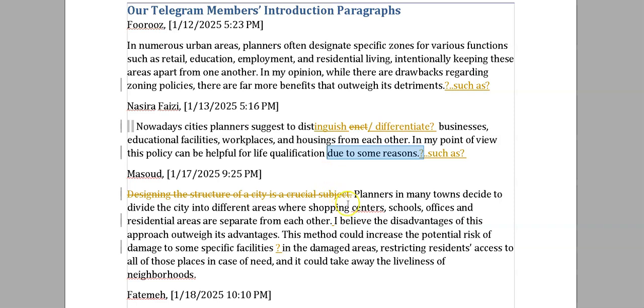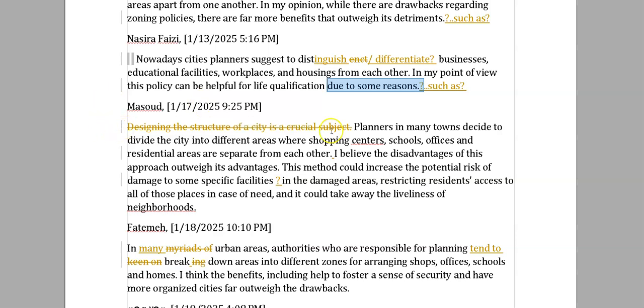Now, and we don't really need this. Designing the structure of a city is a crucial subject. A subject? Well, it could be crucial, it could be important, but get to the point. It's planners. Why do they do this? Okay, so answer the question. Okay, but increase the risk of damage to some specific facilities. In the damaged areas? What damaged areas? What does that mean? No idea. A bit vague.